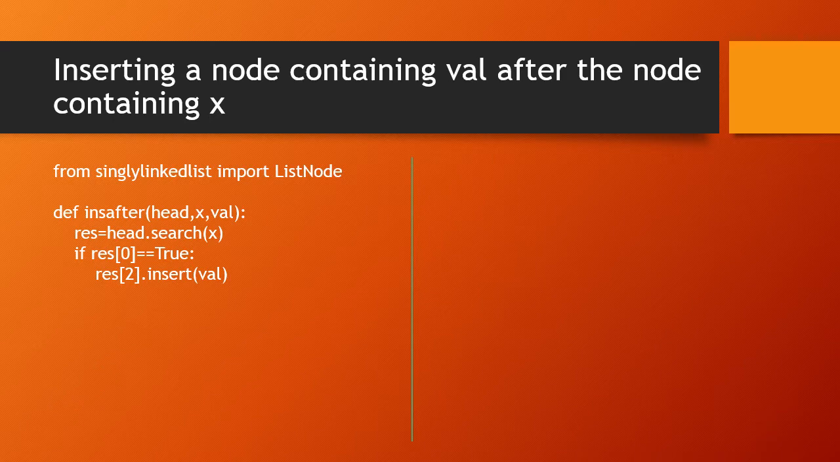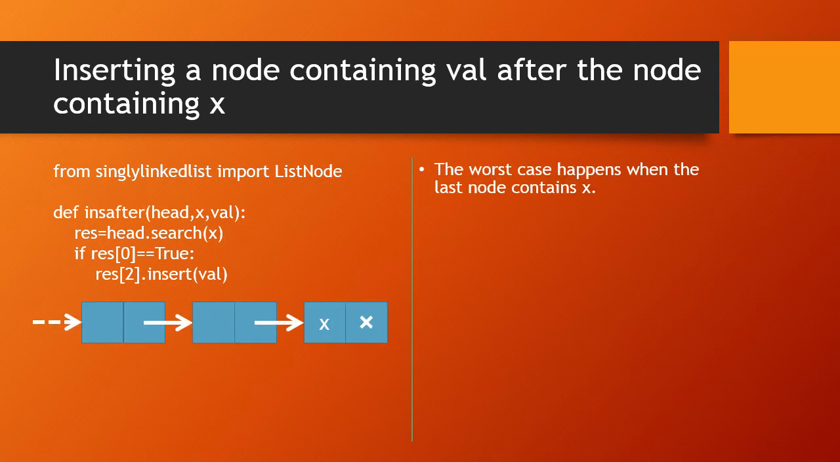I am continuing with the same objective. I want to insert a node containing val after the node containing x. Now you might be wondering what would be the worst case of this algorithm. The worst case happens when the last node contains x. How do I know that this is the worst case? This is the worst case because the search function will have to do as many iterations as the number of nodes in the list to finally get to a node which contains x. So the search takes O(n) time.